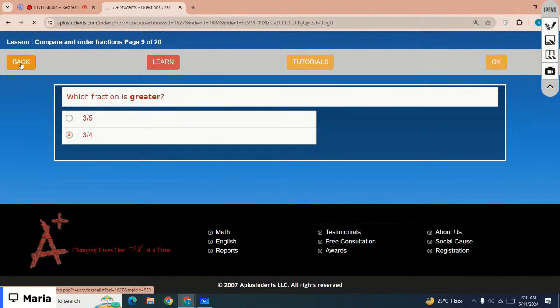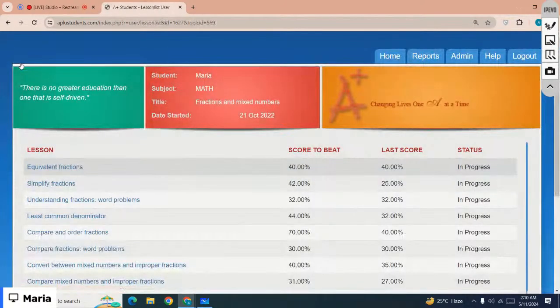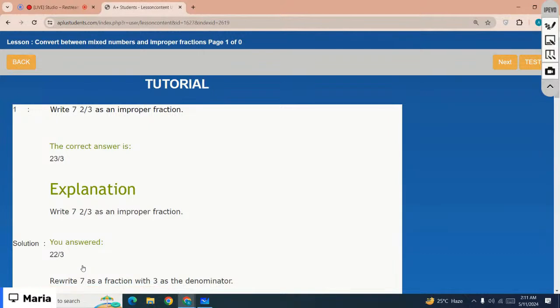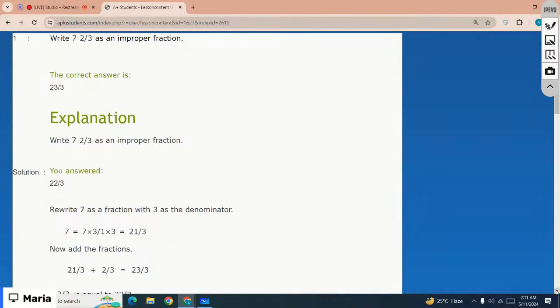And the next lesson is word problems, which you have to do on your own. The first one is convert between mixed numbers and improper fractions. Write 7 whole 2 by 3 as an improper fraction. So how do we convert into an improper fraction? Let's just look at the example, right?